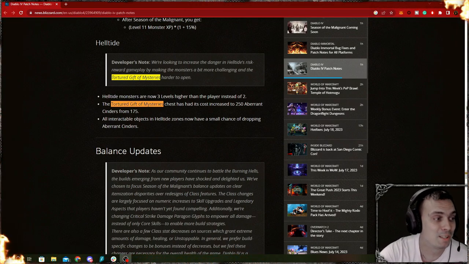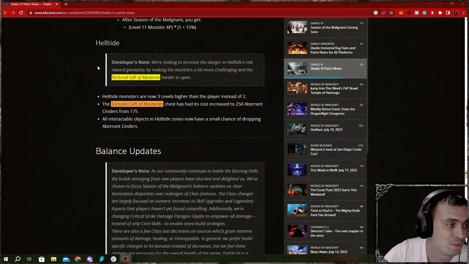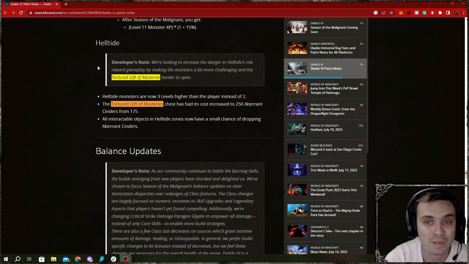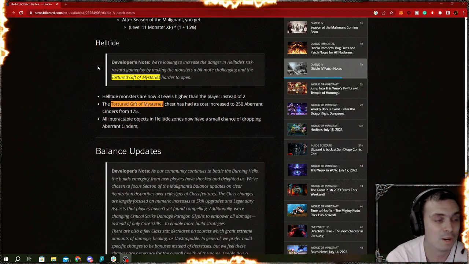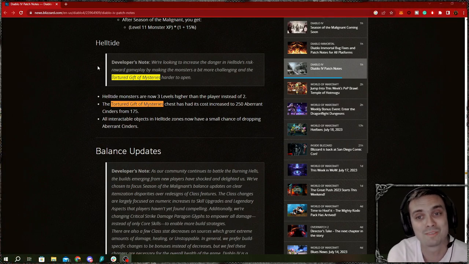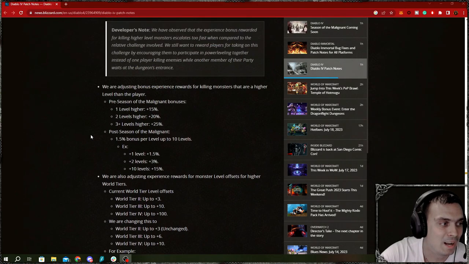Anyway, so for Helltide there are a few changes. First of all, the monsters are now 3 levels above your level and not 2. Previously it was 2, now it's 3, which is good news because with 3 levels above, you get more XP. But I'm a little bit concerned about this.